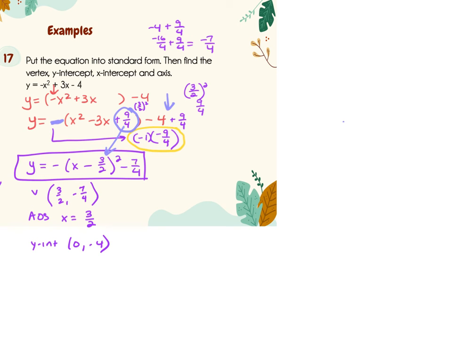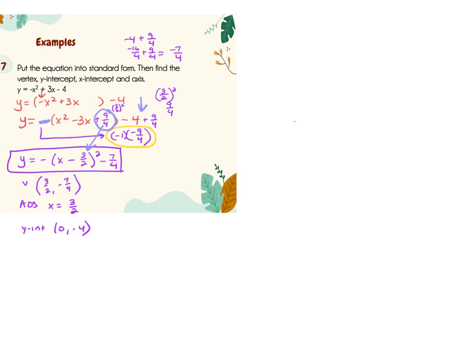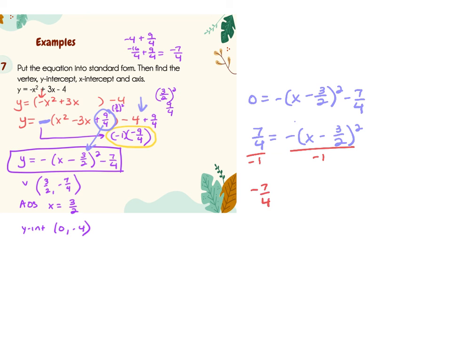Okay, so now what happens when I go to solve this to find my x-intercepts? I get 0 equals negative (x minus 3/2) squared minus 7/4. I need to solve this. So I'd add 7/4, giving 7/4 equals negative (x minus 3/2) squared. Then I'd divide both sides by -1, and I get negative 7/4 equals (x minus 3/2) squared. Then I square root both sides, putting a plus and minus in the front, and then I get the square root of negative 7/4. Can I do that?